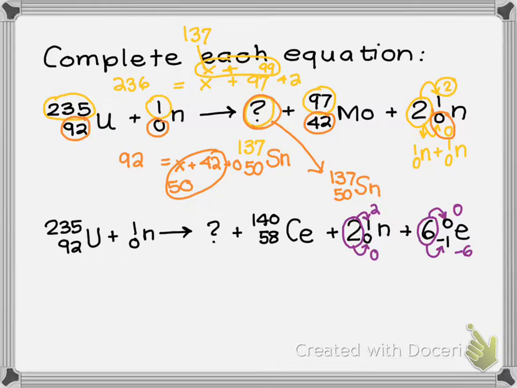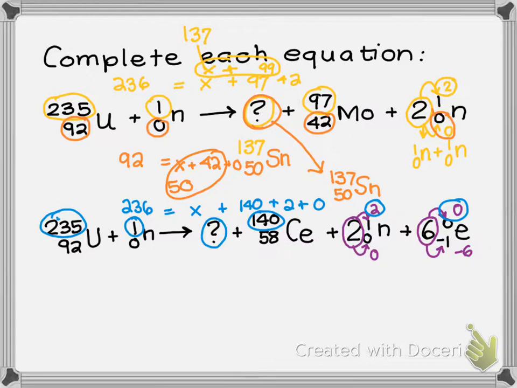So let's go ahead and try to work it out. So this has 235 plus 1, so that's 236. And that has to equal some number that we're trying to figure out, plus 140, right here, plus 2, plus, this would be 0. So this whole thing right here is 142. So I'm just thinking, okay, I have 236 on the reactant and 142. So let's see, 94 would be the difference. So this number would have to be 94.